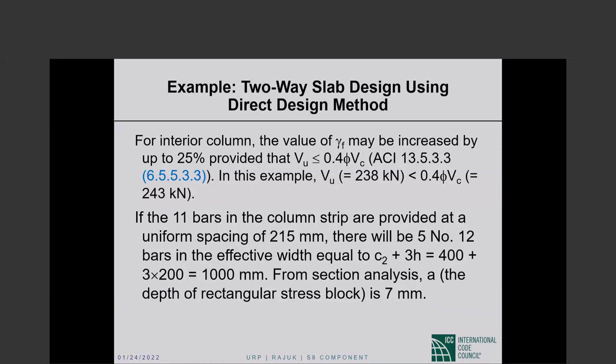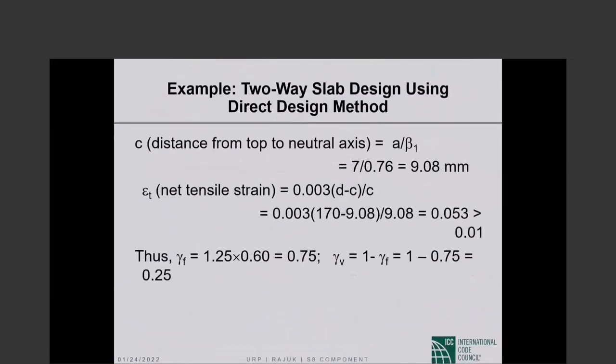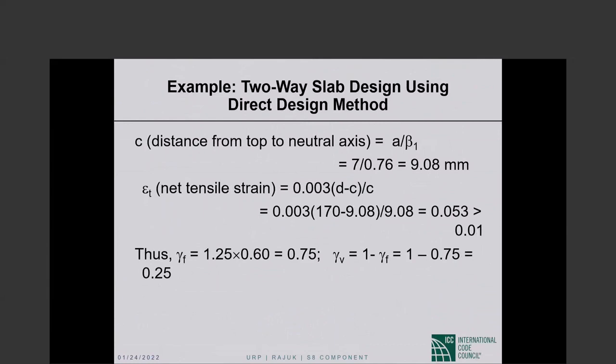For the moment that this moment transfer band will resist, the stress block depth is 7 millimeters. For 40 MPa concrete, beta sub 1 is 0.76. So the neutral axis depth is 9.08 millimeters. The net tensile strain by straight line strain distribution comes to 0.53. And for us to increase gamma sub f to 1.25 times gamma sub f, this net tensile strain has to be larger than 0.01.